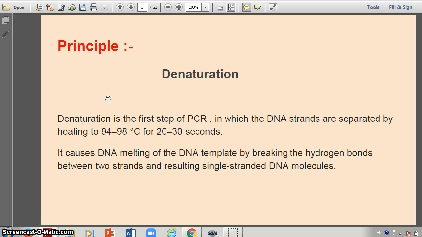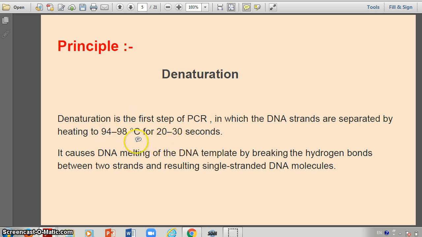The DNA is double stranded, so there is the presence of hydrogen bonds. So how does this take place? Because of higher temperature. Keep in mind, you can see the temperature here, 94 to 98 degrees Celsius, and this temperature is for 20 to 30 seconds.